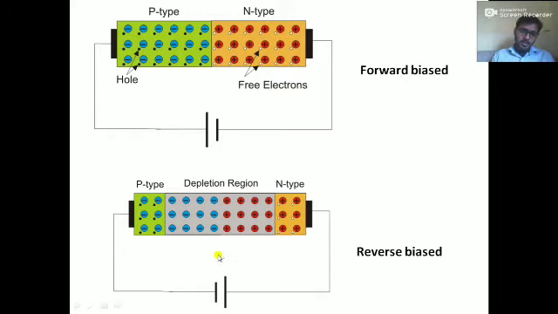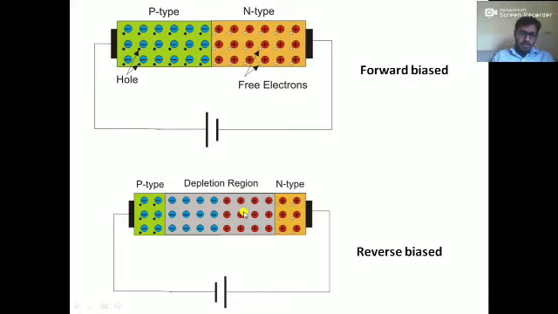Why is it not flowing through this region? Because when you connect this n region to the battery positive and this p region to the battery negative, the electrons are attracted by the positive charges of the battery, and the holes are attracted by the negative terminal. Therefore some electrons jump from the n region and enter the p region, and some holes move from the p region to the n region, and they produce a thick boundary wall. Because of this thick boundary wall, the depletion region increases.